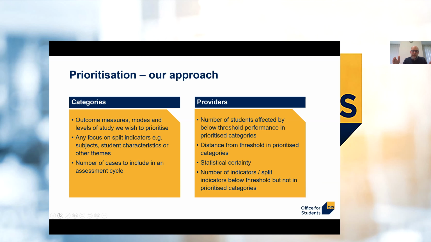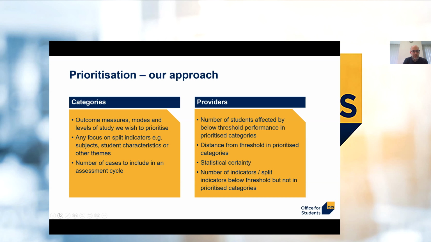So in order to be assessed this year, you will have to have an indicator or split indicator in the prioritized categories that we've chosen. So for many providers who have indicators and split indicators below threshold, you may not be in that pool, and therefore, even though you have performance below threshold, we won't be undertaking an assessment this year.